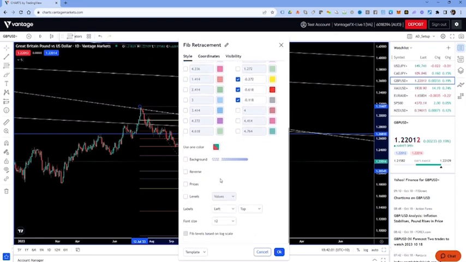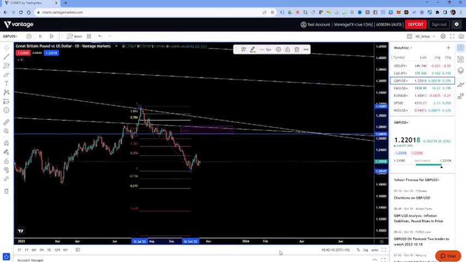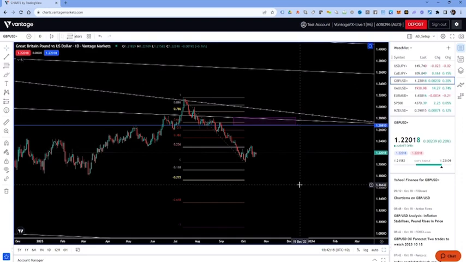And here it's basically, you can select to show the levels. So if I put levels in, it will show them. So you can see there's the 23.6, the 38.2, the 50, the 61.8. I will put them in for you guys just so that you understand.